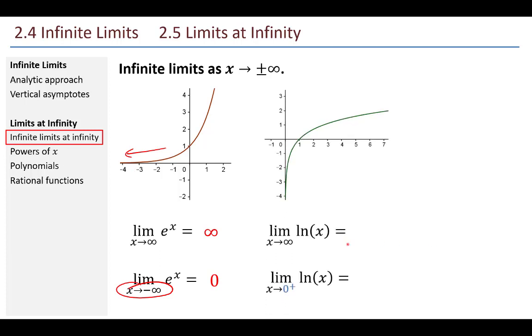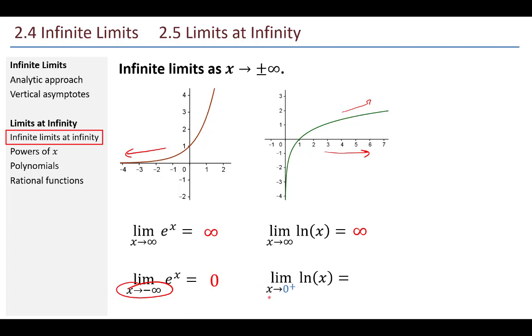Here's an example. This is the natural log of x. What is the limit as x goes to infinity of the natural log of x? Can you see this? As x goes to infinity, those y values are increasing. In fact, they increase very slowly, but they will always increase. So in fact, that limit is infinity.